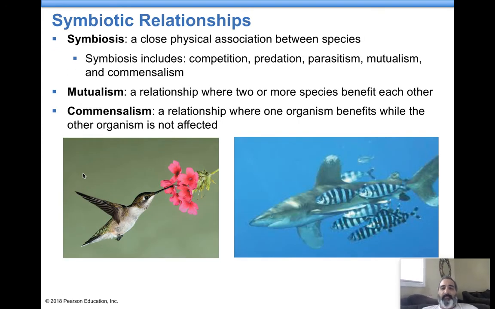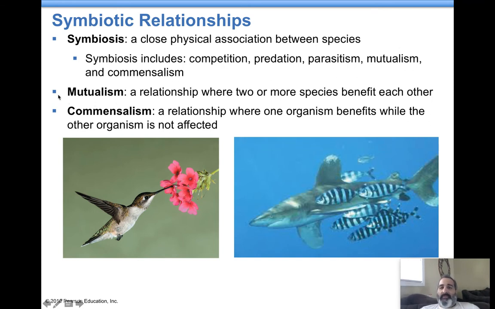Symbiosis, this is just a simple definition, a close association. A lot of the things we talked about might even be considered close associations, like competition and predation and things of that sort. Symbiosis, pretty much the types include competition, predation, parasitism, mutualism, and commensalism. So we've already talked about these three. Now let's talk about mutualism and commensalism.